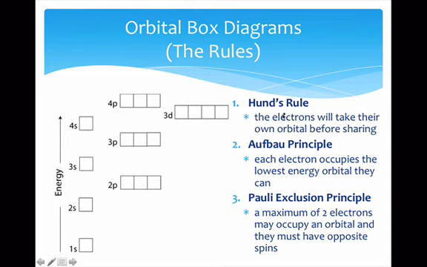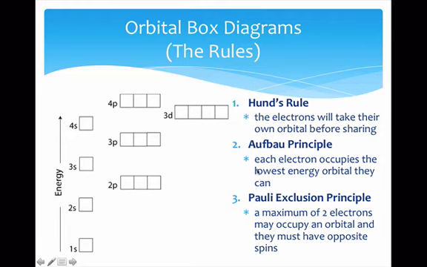So Hund's rule, he said that the electrons will take their own orbital before sharing. That means if I'm filling in the 3d right here, I'm going to give everybody their own space, and then they're going to pair up. You can think of electrons like siblings. If there are 4 rooms and 4 siblings, everybody's going to take their own room. They're not going to pair up if they don't have to. Electrons are the same way.